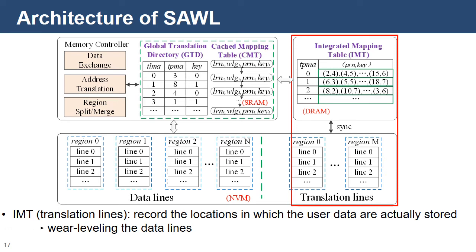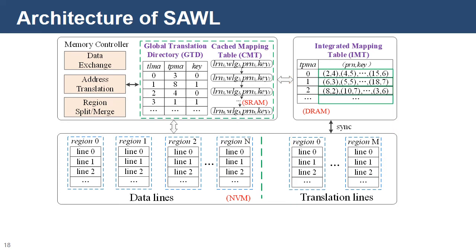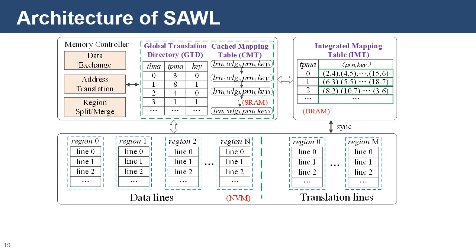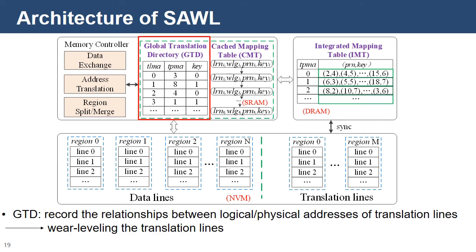Since the IMT is large, we store the IMT in the DRAM or NVM, and the IMT entries are packed into memory lines that are called the translation lines. To reduce the translation latency, we buffer the recently used IMT entries in the CMT. The CMT is on SRAM. The translation lines may be worn out. To improve the lifetime, the translation lines also need wear leveling. The GTD in SRAM is used to record the relationship between the logical translation line's memory address and its physical counterpart. Thus, the translation lines also exchange data with each other.